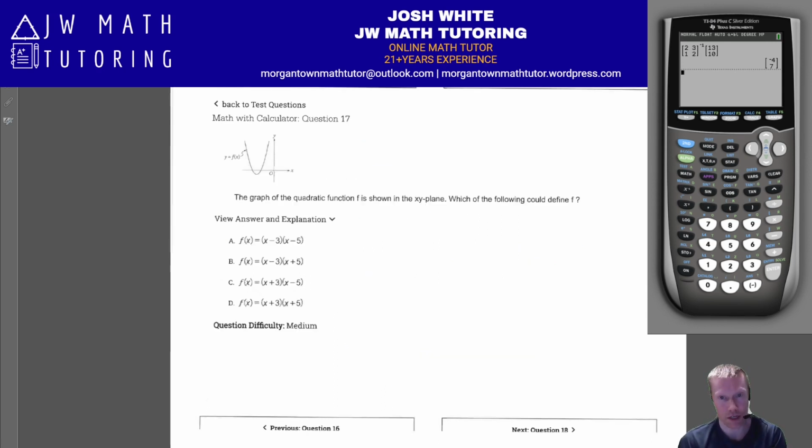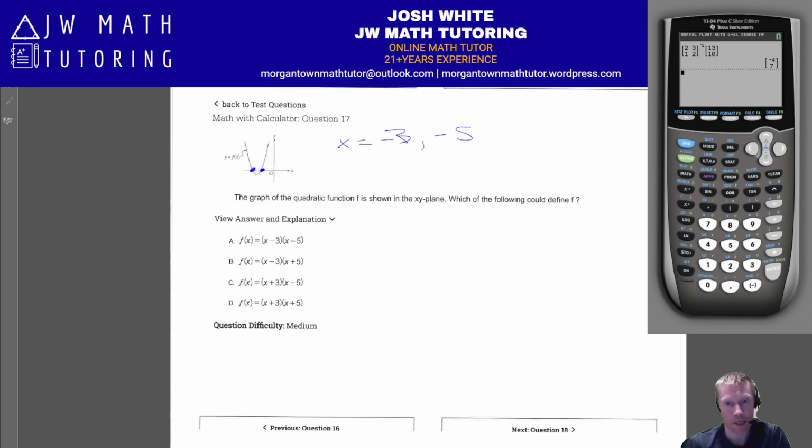Okay, next up we have question number 17. Here they give you the graph of a function. Specifically, it's a parabola, a quadratic function. And they want to know which of these could be the equation for it. So, notice here there are two x-intercepts, or two places where it crosses the x-axis. These are the zeros, or the roots of this function. So, notice they are both negative, okay? Probably like -3 and -5.